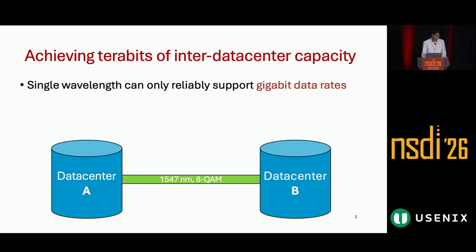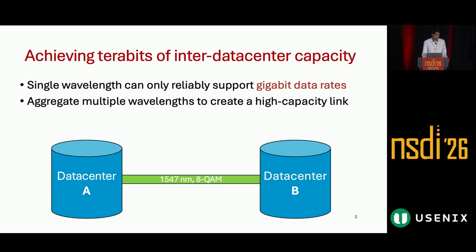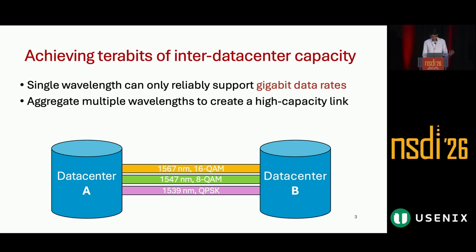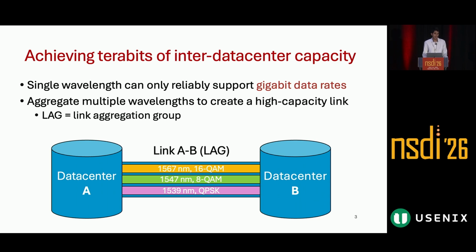However, even with the highest order modulation formats that are available today, a single wavelength can only reliably support gigabit scale data rates. And this is really intrinsic to Shannon's limit. So how we would do this is that we would aggregate multiple wavelengths to create a monolithic high-capacity link. And this is called a link aggregation group, or a LAG, and it's the standard practice to deploy terabit scale capacity between data centers today.